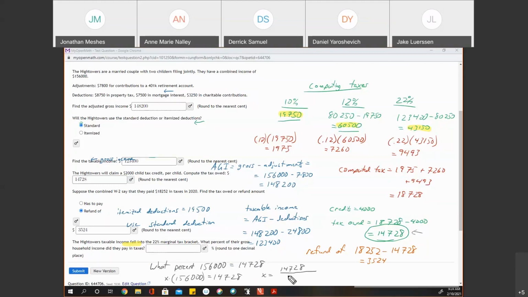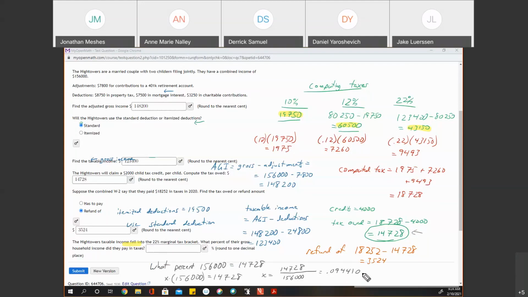So I have 14,728 divided by 156,000. Okay. And I think that if you take this one step at a time, and you take the time to actually write it out as a sentence and then translate the sentence into a math equation and then solve it, okay, that's not the fastest way to do a problem, but it's a good way to keep the numbers straight and not make a mistake.